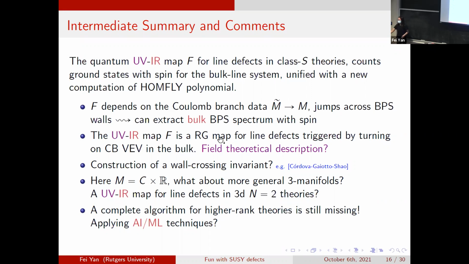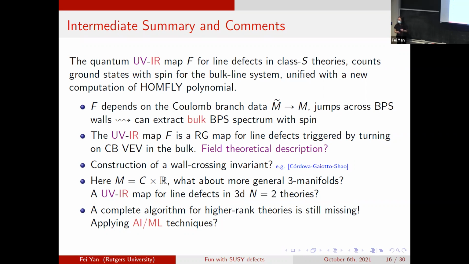And then secondly, this UV-IR map I computed in a geometrical way. So it would be nice to have a more field theoretical description in this sense. And I'm sorry I'm using RG map in this sense because it's not the RG map for lines, but it's triggered by turning on Coulomb branch vev in the bulk. Apologize for the terminology, but it would be great to have a more field theoretical description in at least some simple examples. And also, one can ask whether there's a way to construct a wall crossing invariant or generalize to a more general 3-manifold. So those are all directions one could take.